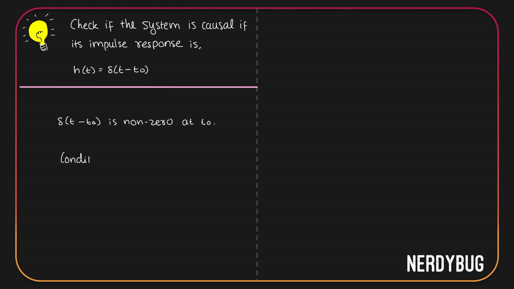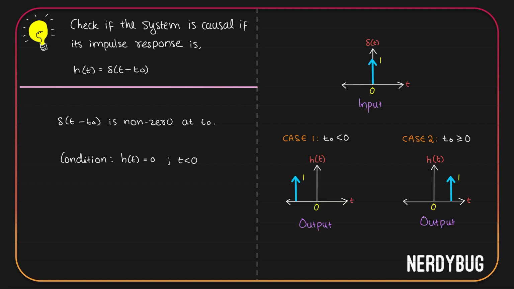The condition that it has to satisfy is h of t should be equal to 0 for t less than 0. When we give delta of t as an input to this system, there are two things that can happen. t naught can be less than 0, or t naught can be greater than or equal to 0. If t naught is less than 0, the output is over here, but we are only giving input at 0. So in that case, this will be non-causal. But if t naught is greater than or equal to 0, we'll get the output anywhere here and the input is at 0. So it will be causal. So it depends on the value of t naught.